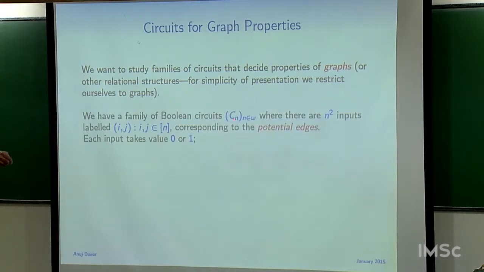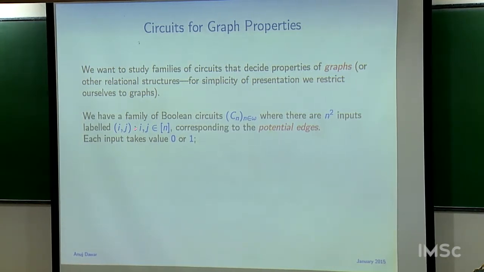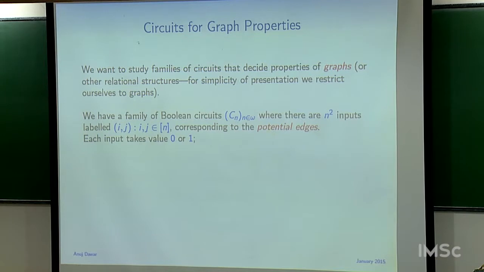Now I'm going to write Cn for a circuit which works on n vertex graphs. So now n is not the number of Boolean inputs to the circuit. The circuit Cn will take n squared inputs, which we think of as the potential edges of the graph. In other words, for each pair ij in the set 1 to n, we have an input labeled ij, which can be 0 or 1 depending upon whether that edge is present or absent in the n vertex graph. We just enumerate the adjacency matrix as a string.